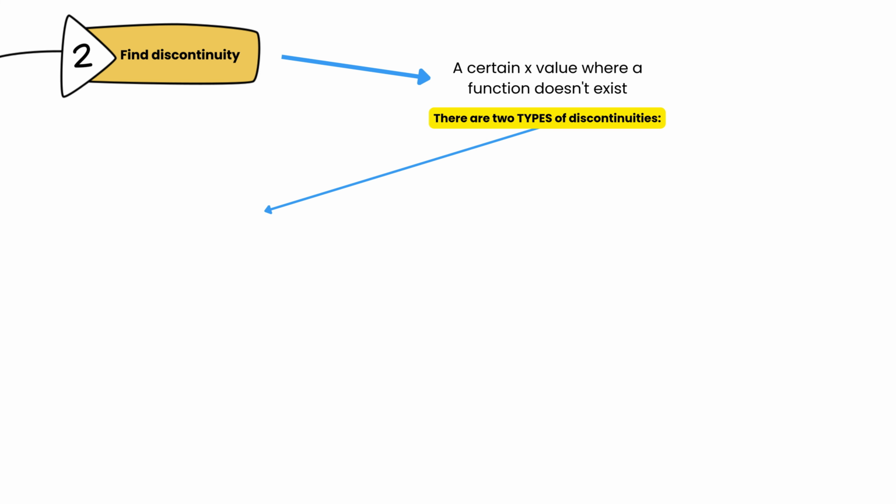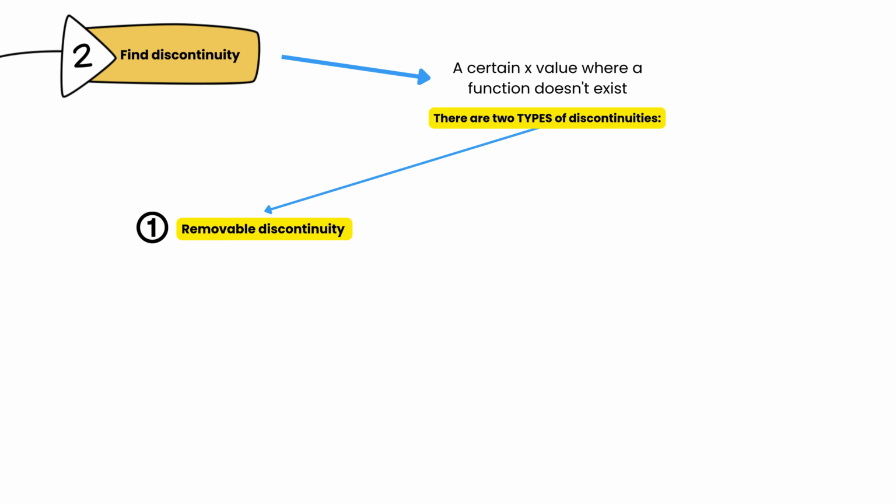Now in step 2, we're going to identify any discontinuities. So, what exactly is a discontinuity? A discontinuity is basically a point where something goes wrong in a function. At a specific x value, there's a problem that causes the function to not exist there. We get 2 types of discontinuities.